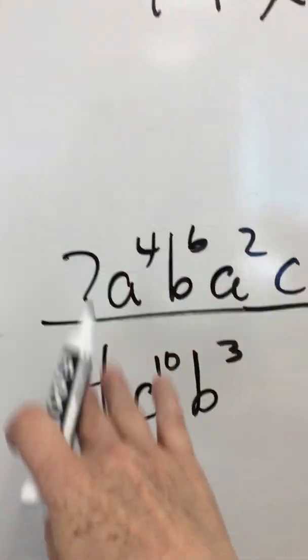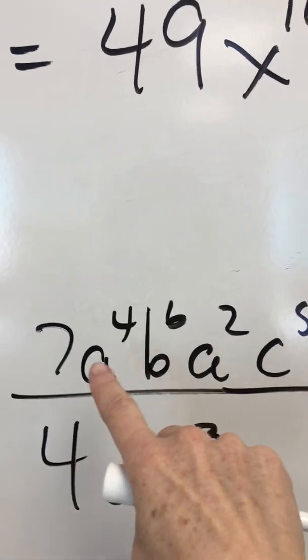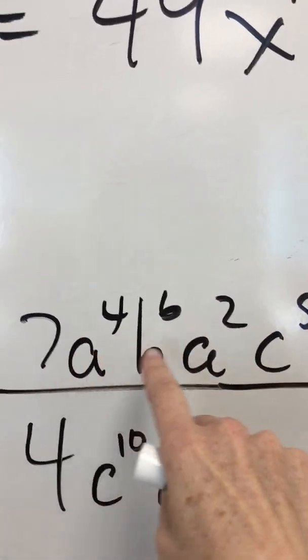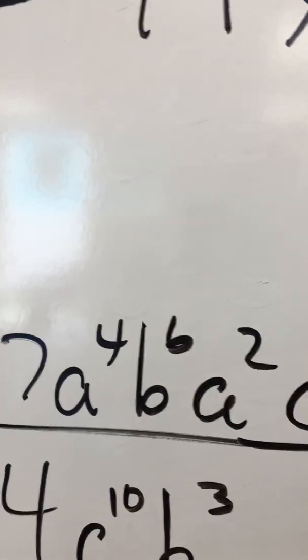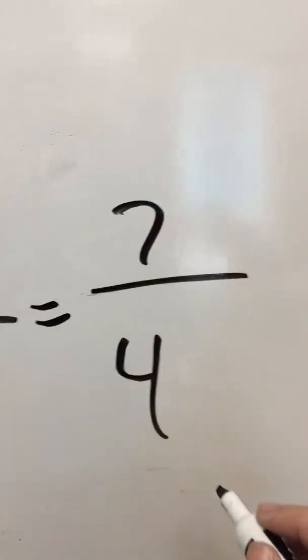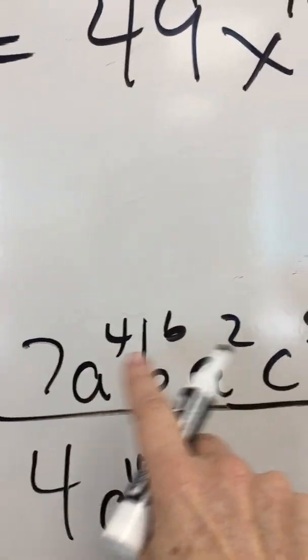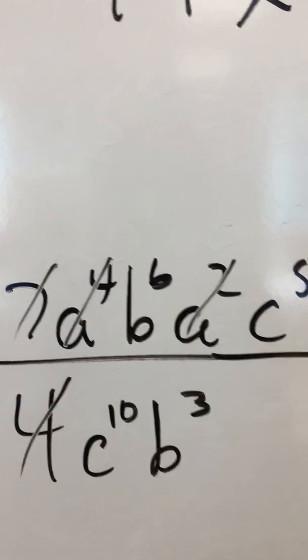Now the 7 and 4 are done. We simplified them. We're just looking for the little pieces inside. So a's can go together. They're both on top. That's multiplying. What do you do with the exponents when you're multiplying? Yes, you add them. So 4 plus 2 is a to the 6. So 7 over 4 is still 7 over 4, but now I have a to the 6 on top because those two pieces are being multiplied on top. So they're done. If you want to cross them off so you don't look at them anymore, got all those done.